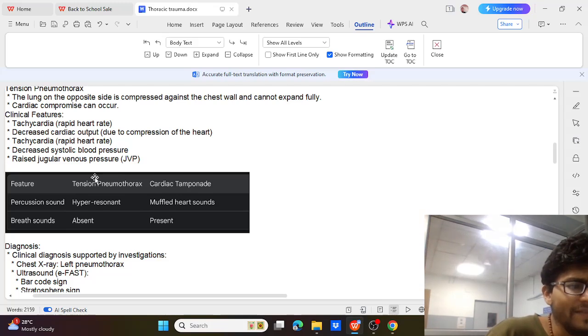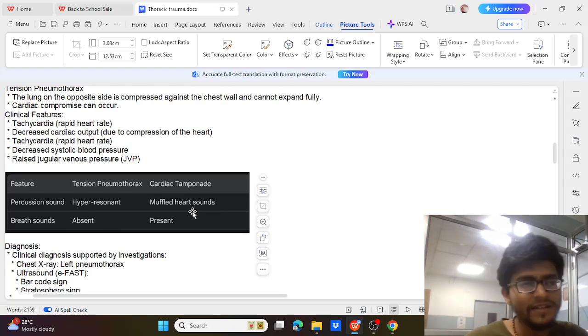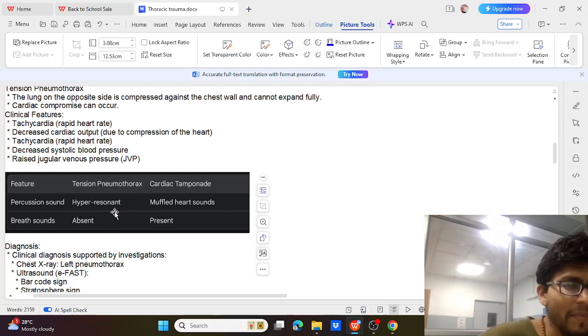So these are some of the clinical features we have to understand. There will be no breath sounds, that is very important. In these signs we have to take care, no breath sound, and percussion will be hyper resonant. So how do we differentiate tension pneumothorax from pericardial tamponade where there is fluid in the pericardial space? In tension pneumothorax the percussion sound will be hyper resonant, whereas in cardiac tamponade the percussion sound will be resonant and the heart sounds will be muffled, whereas in tension pneumothorax the heart sound will be normal but just tachycardia.